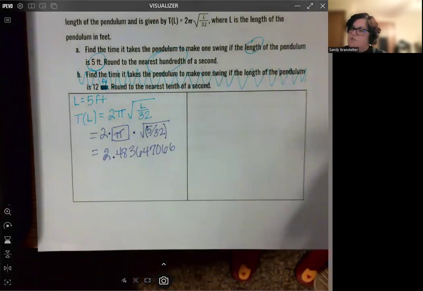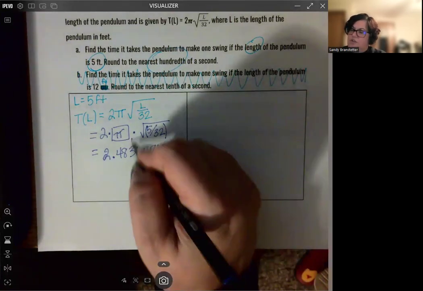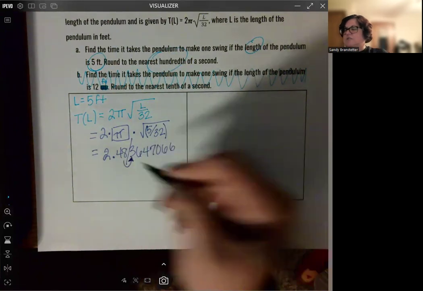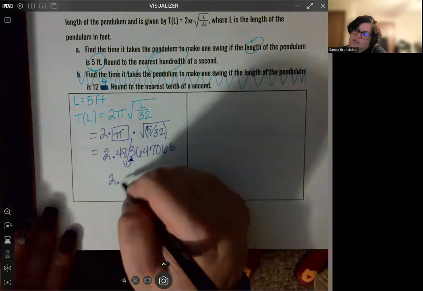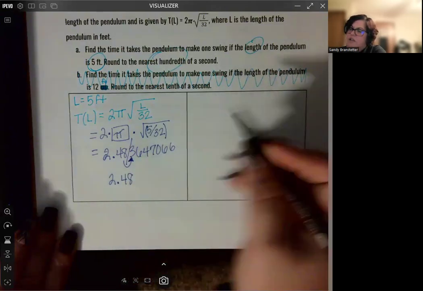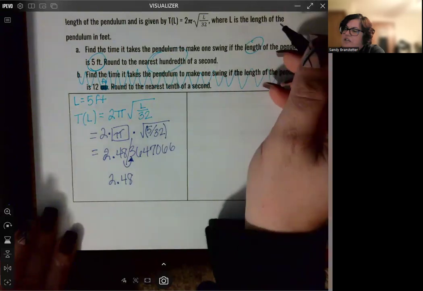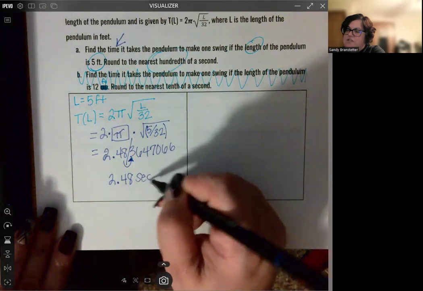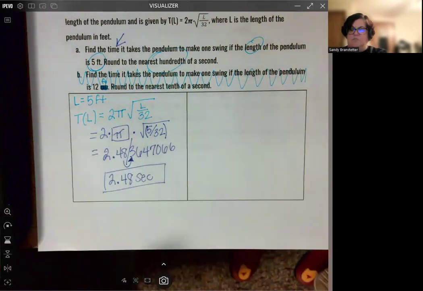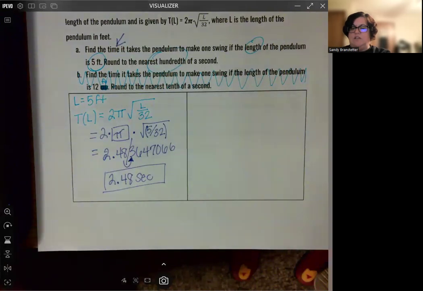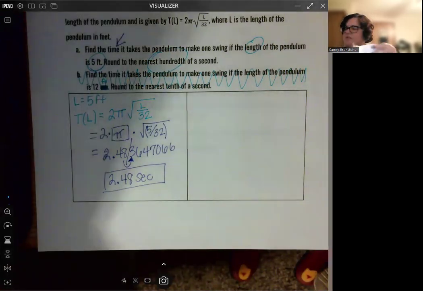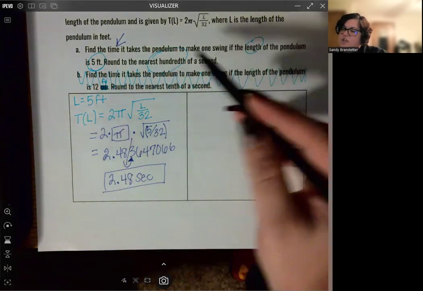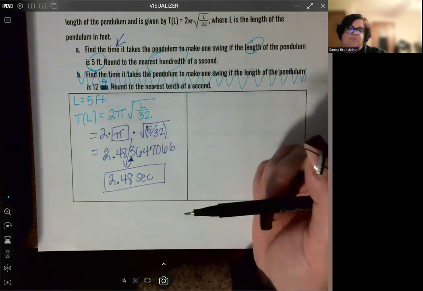And again, this one says round to the nearest hundredth. So 2 decimal places. Looking to the number after, it's not 5 or higher. So we're going to leave it 2.48. And we are finding the time it takes, so this is in seconds. Again, pay attention to the measurements. This one was all in feet, and they asked us to put that 5 feet in.